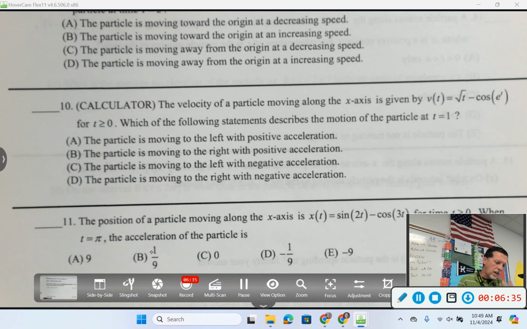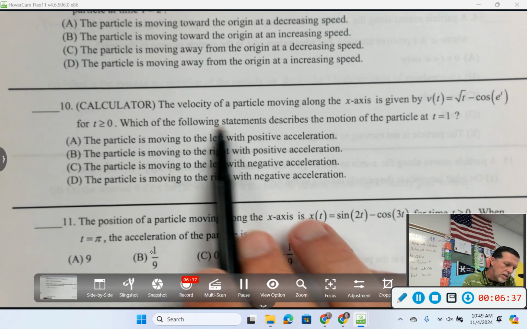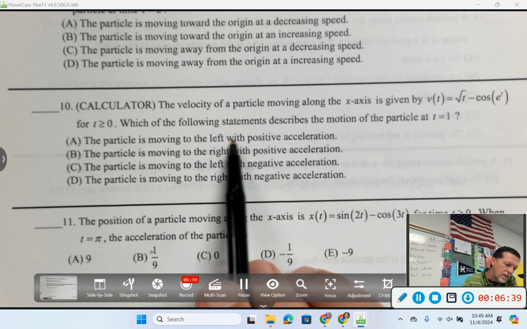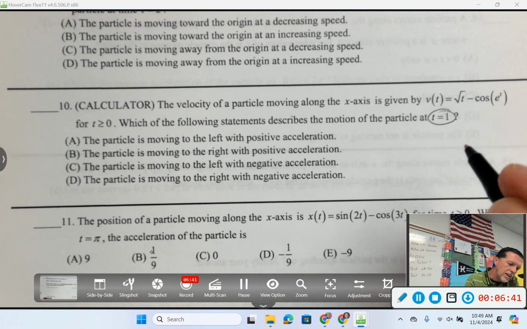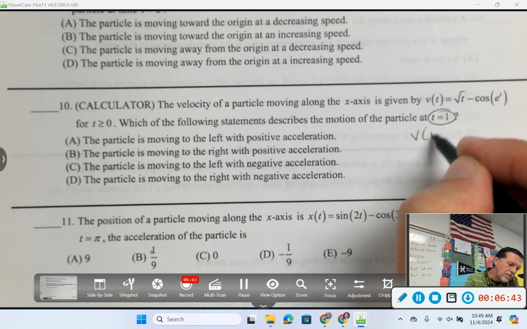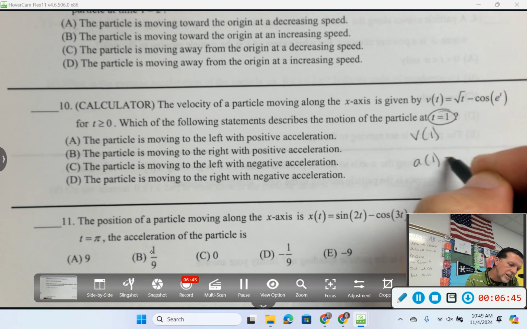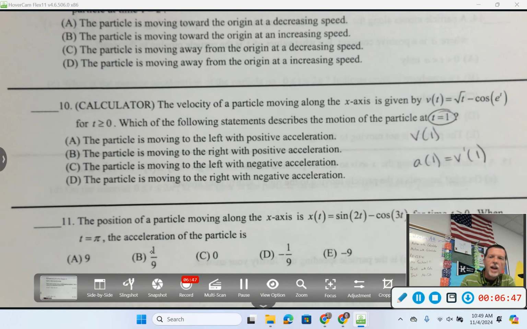Number 10. With a calculator, at t equals 1, it sounds like I would need v of 1 and a of 1. And then I could answer those questions. I don't think I'm going to do this one.